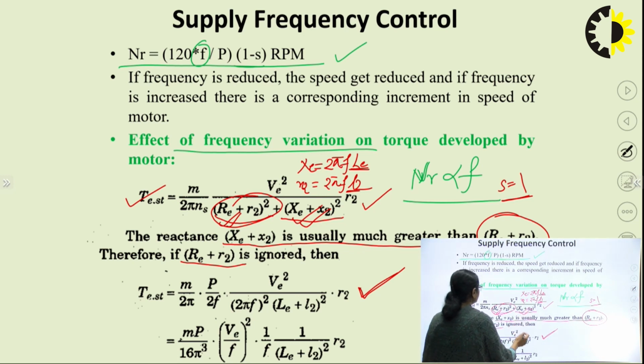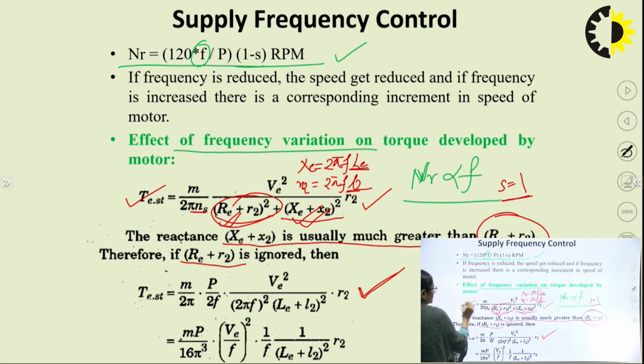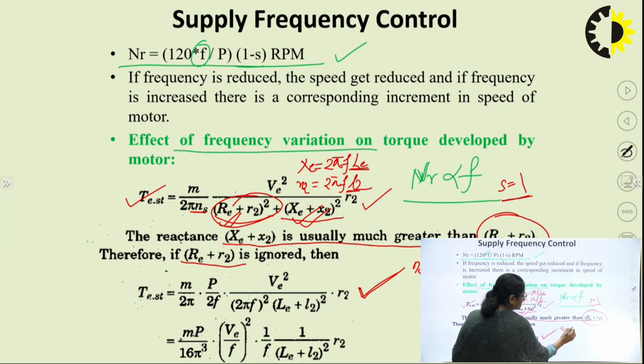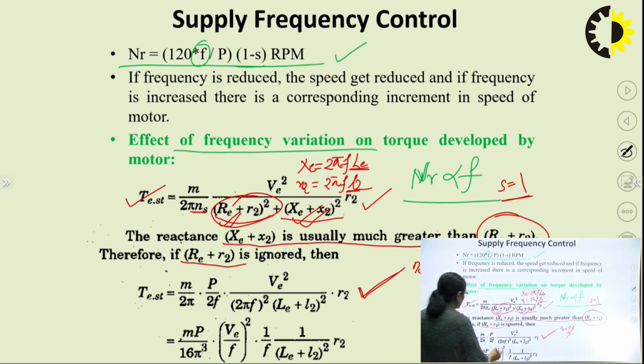Besides this, which other term is there which is dependent upon the frequency? It is Ns. What is Ns? Ns is the synchronous speed in radians per second, 2 pi f upon p. So, I have just replaced this Ns by 2 pi f upon p. m upon 2 pi is as it is. V square is as it is. From this term, I have taken 2 pi f common. So, (2 pi f) square into (Le plus L2) square into resistance R2, which is the rotor winding resistance per phase value. I can write down the torque equation for the starting torque developed by the motor in this manner.